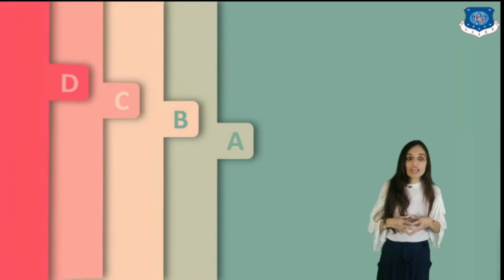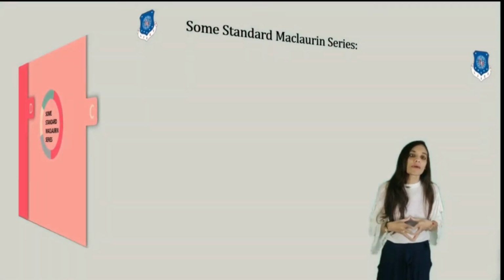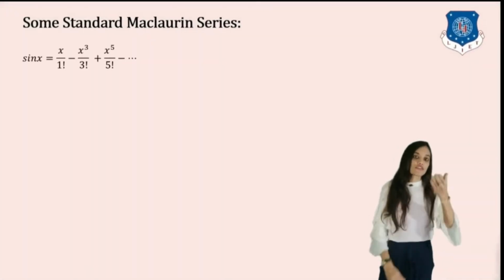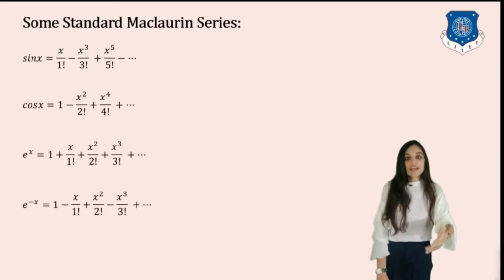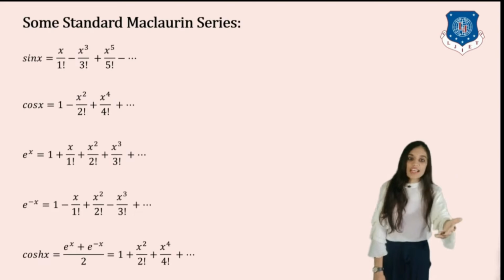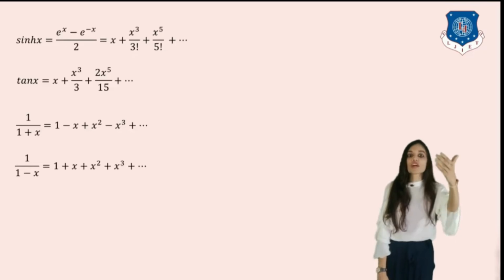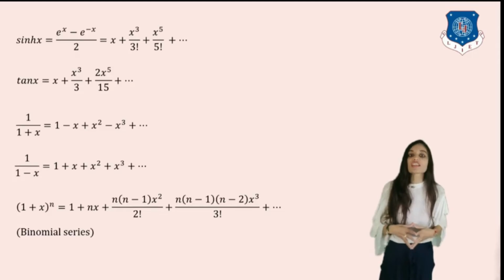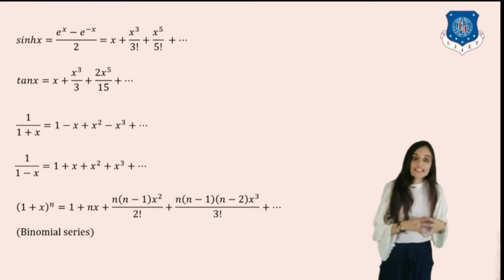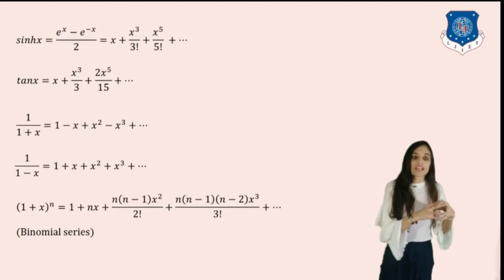Now we will have a look at some standard Maclaurin series which can be found out using our formula of Maclaurin series. So the first series is of sin x that we have studied just now. Next is of cos x. Next e raised to x, e raised to minus x, cos hx, sin hx, tan x, 1 upon 1 plus x, 1 upon 1 minus x, and last and most important, that is the binomial series, which is given by 1 plus x whole raised to n, that is equal to 1 plus nx plus n into n minus 1 upon 2 factorial x square plus and so on.